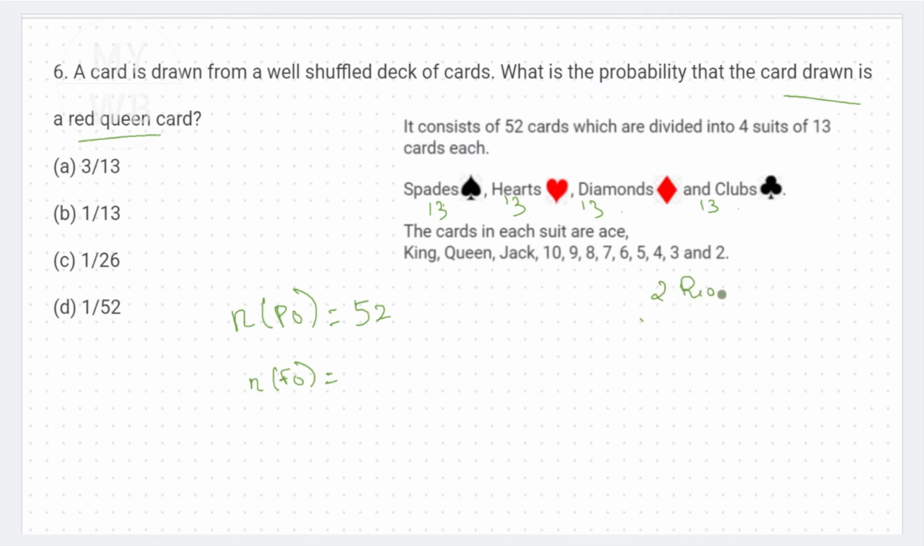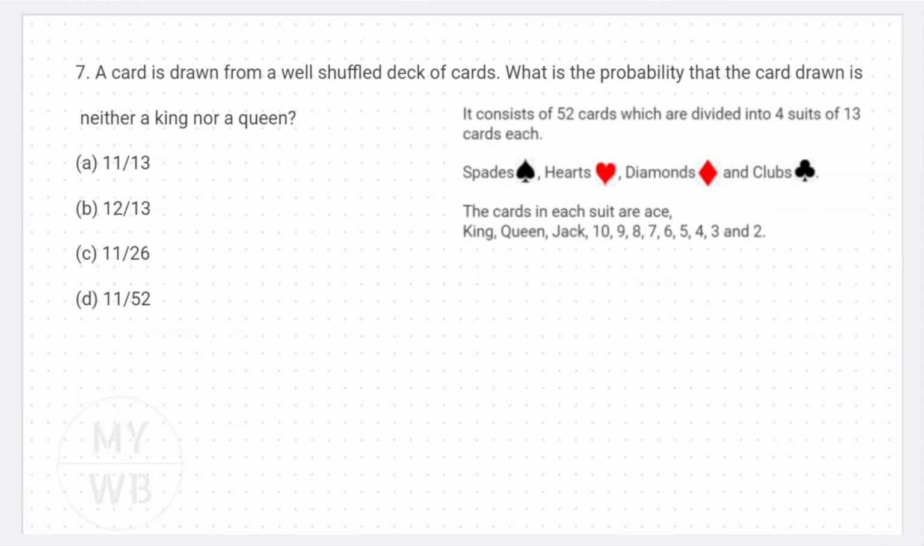2 red queens are there. One is a queen of hearts and the other is a queen of diamonds. So if any one of these two cards are picked, then it is a favorable outcome. So number of favorable outcomes is 2. Hence the probability will be number of favorable outcomes divided by number of all possible outcomes. So answer will be 1 by 26. Option C.